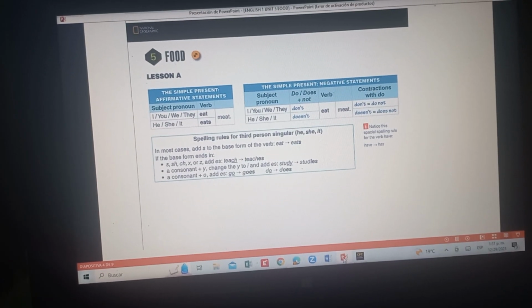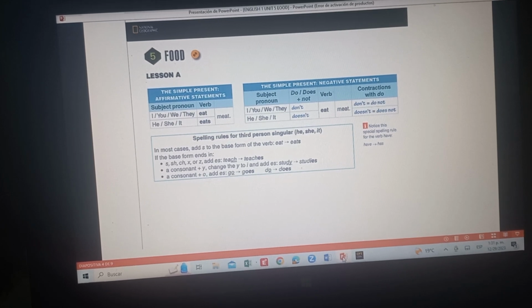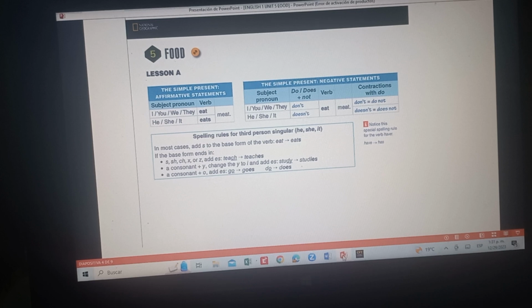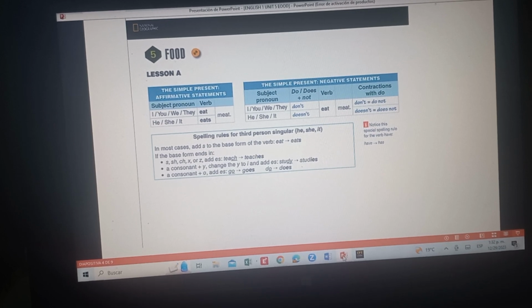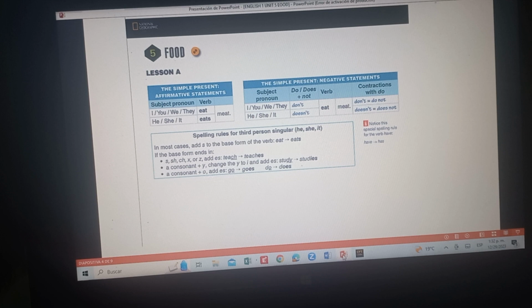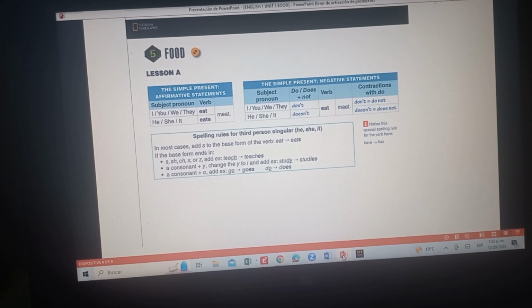Also, we have here some examples. Let's check the spelling rules for third person singular he, she, it. In most cases, add s to the base form of the verb. It could be it, its. If the base form ends in s, sh, ch, x, or z, add es. For example, if you have the verb teach, you have to add es: it teaches.